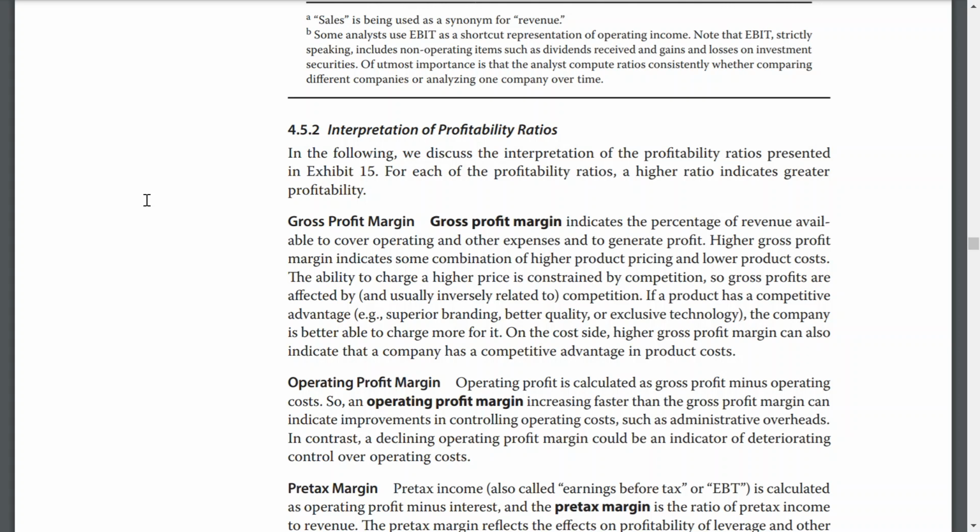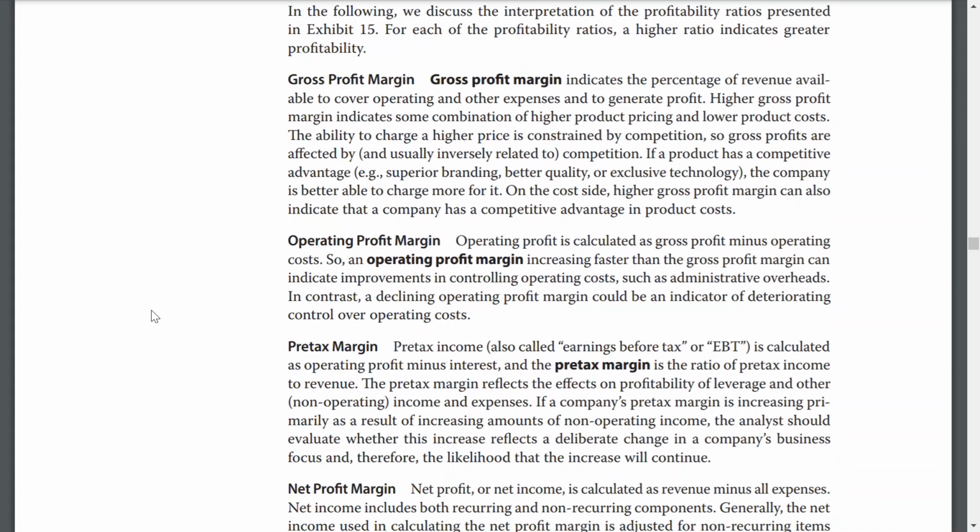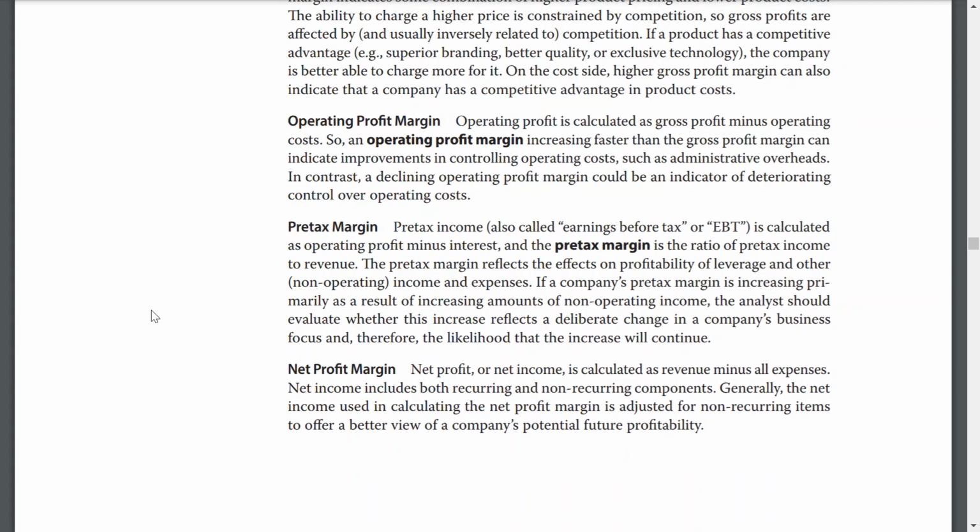On the other side, higher gross profit margins can also indicate that the company has a competitive advantage in production cost. Operating profit margins. Operating profit is calculated as gross profit minus operating costs. So an operating profit margin increasing faster than the gross profit margin can indicate improvements in controlling operating costs, such as administrative overheads. In contrast, a declining operating profit margin can be an indicator of deteriorating controls over operating costs.